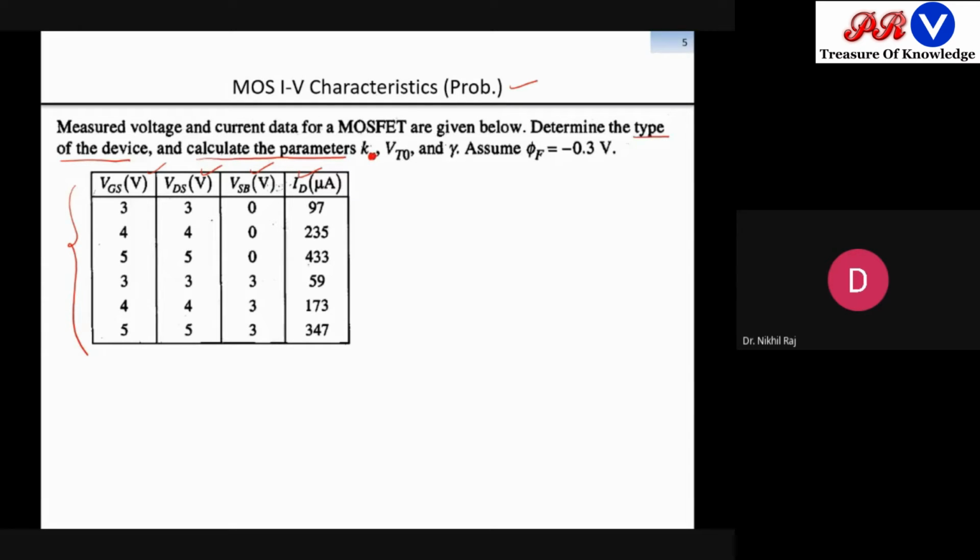Then, once we know which type it is, we have to calculate K, where K is nothing but the parameter constant, it is mu Cox.